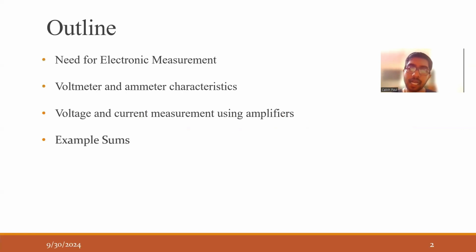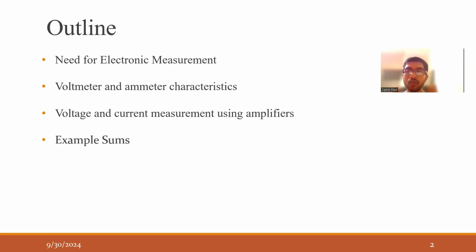So the outline is I'm going to talk about why we need electronic measurement. Why not just use the basic voltmeter and the basic ammeter which we have? Why can we not use them all the time? Then I will talk about voltmeter and ammeter characteristics. What is the advantage of using both? What we want from an ideal voltmeter, how it should behave, how it should respond, etc., for the voltmeter and ammeter.